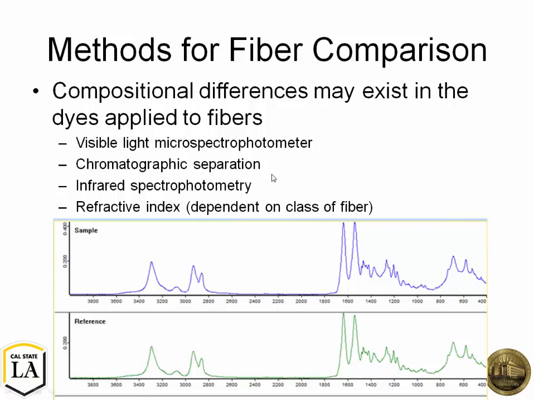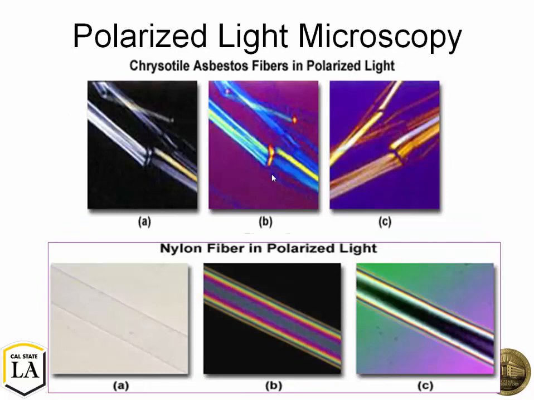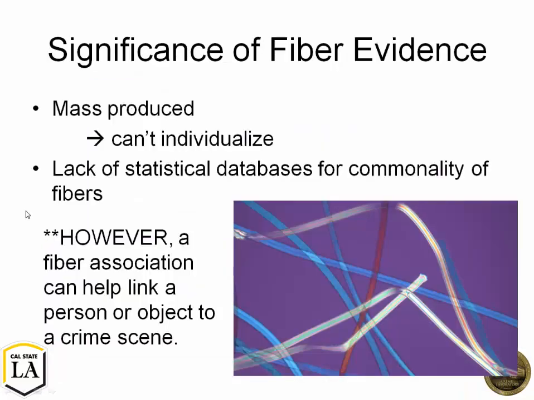Another thing we can do for different fibers is use polarized light microscopy. By looking at different fibers under different light filters, we can get more information about the composition of the fiber. Since fibers are mass produced, we really can't get at individualization, and there are not many statistical databases for this. But associations can be helpful.